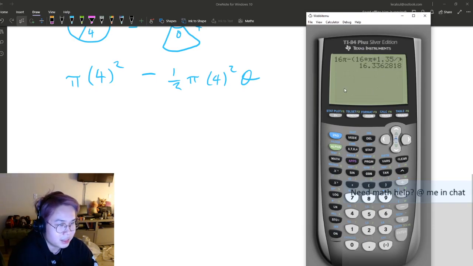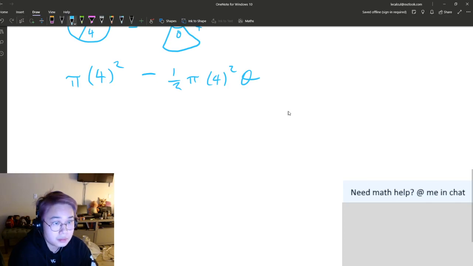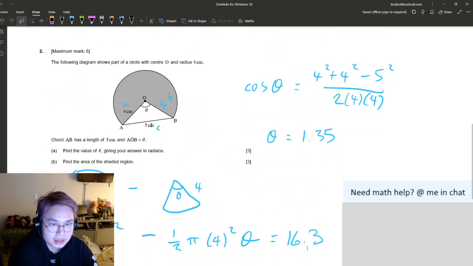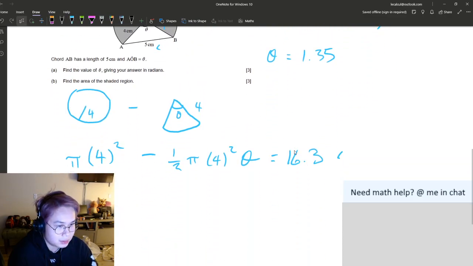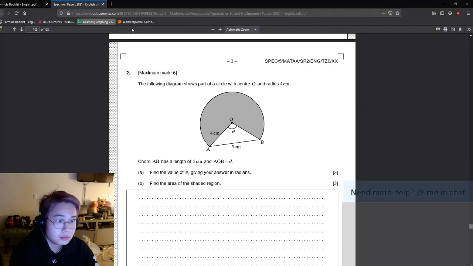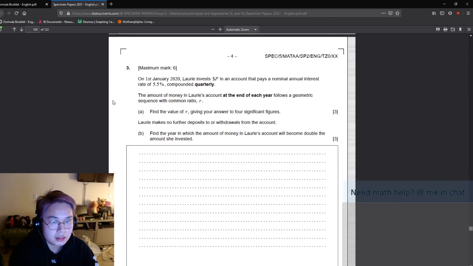Okay, so here's your area, 16.3. And what is your measurement? Centimeters. So this is 16.3 centimeters squared. All right, second one.